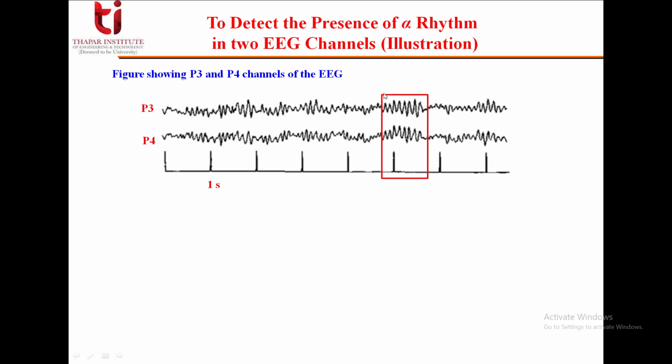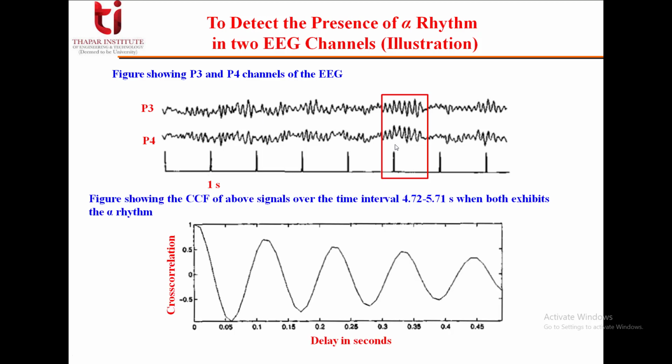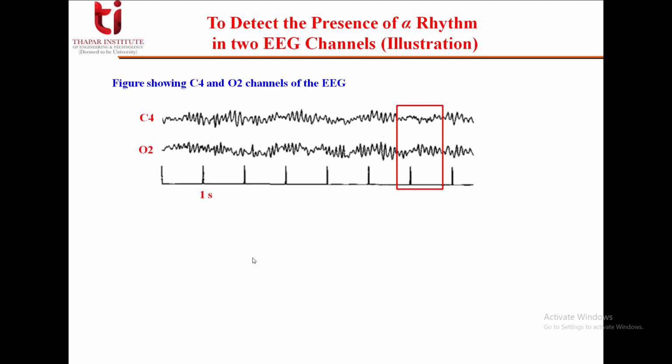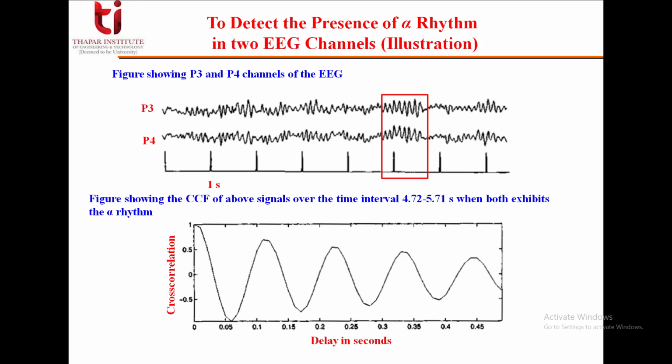If you see, both are showing the alpha activity. So we are taking the window of, you can say, 4.72 to 5.71 second. Now as these are the two functions, you have to compute the cross correlation. If you see, it again shows multiple peaks, and that depends on the alpha rhythm. As we can see, it is at 0.11 second that it is showing the first peak.